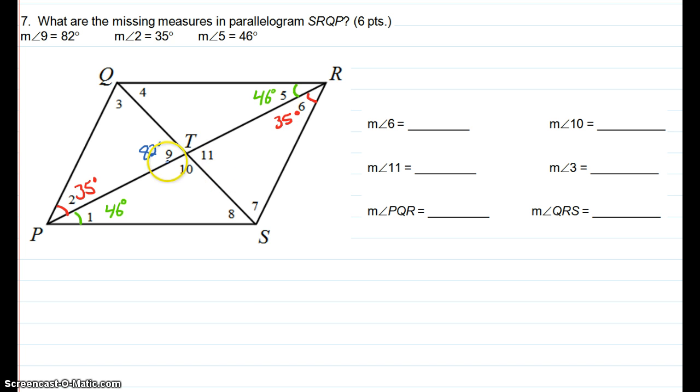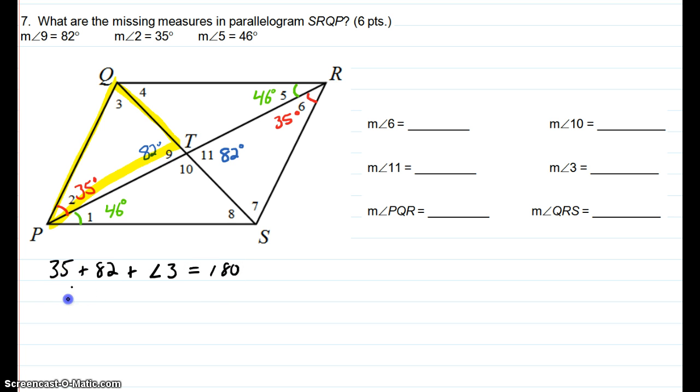Angle 9 and angle 11 are vertical angles, so I know this is 82 degrees. All right, so now hopefully you see that this shape is a triangle, and we know that the angles of a triangle add up to 180. So this plus this plus this has to equal 180. So 35 plus 82 plus angle 3 has to equal 180.